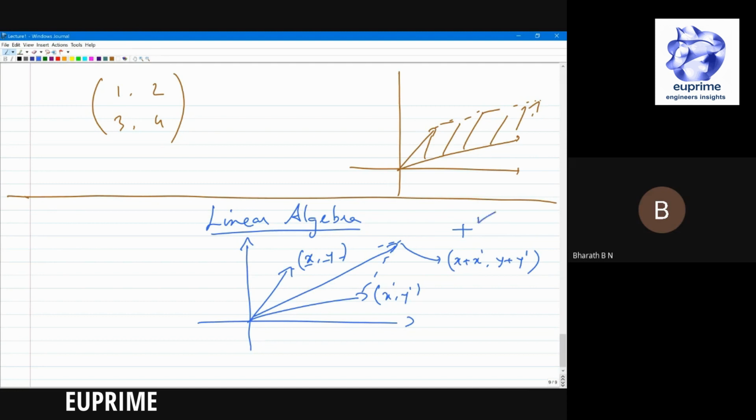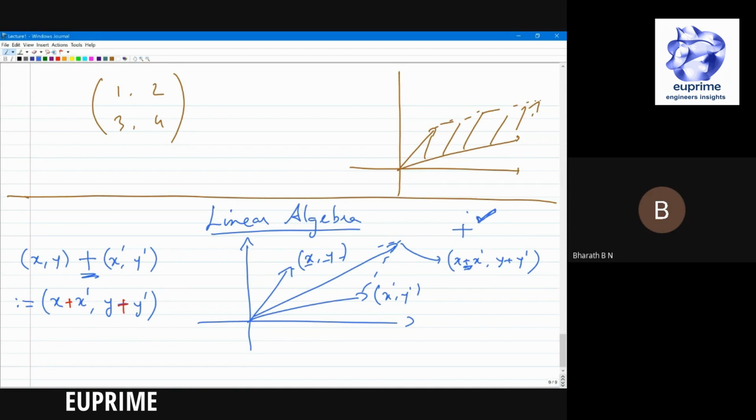Now, this plus is different from this plus. These are subtle things that you should keep in mind. What is this plus? This is the usual addition of numbers. The plus that I'm going to talk about is the addition of two vectors. How do you define that? Through this. So basically, x comma y plus x dash comma y dash is x plus x dash comma y plus y dash. This is the definition of this plus, so you know how to add vectors.